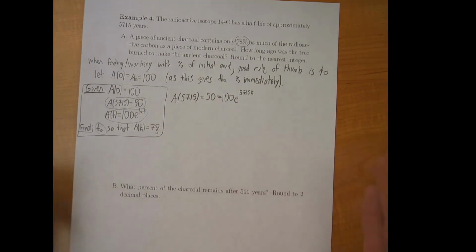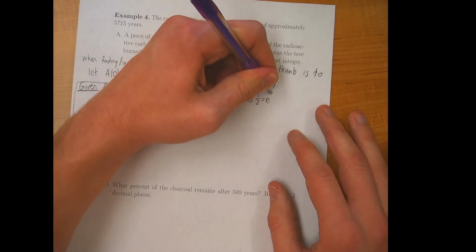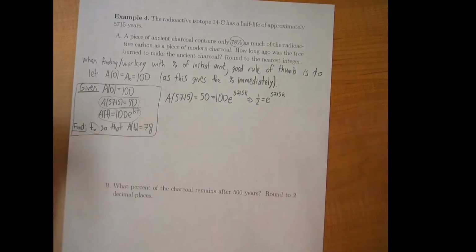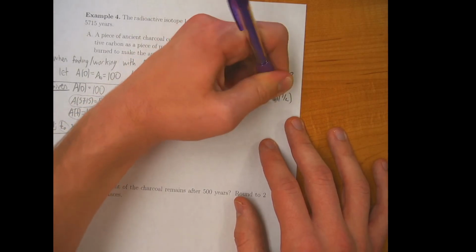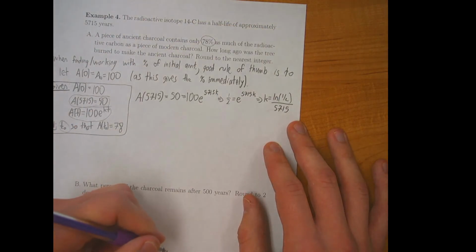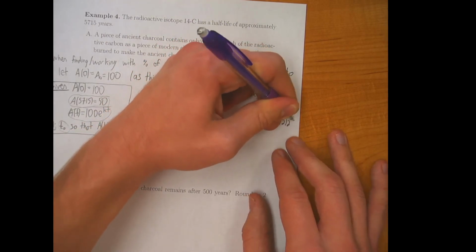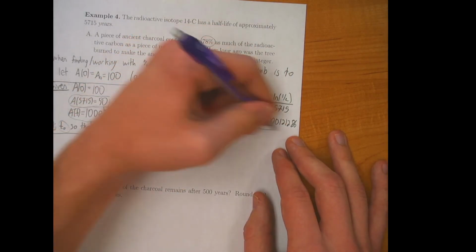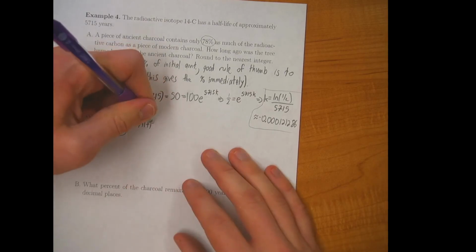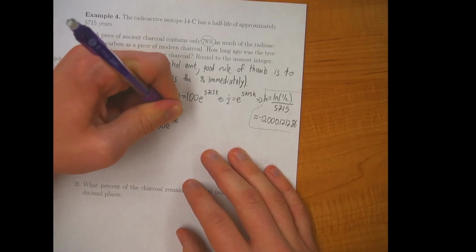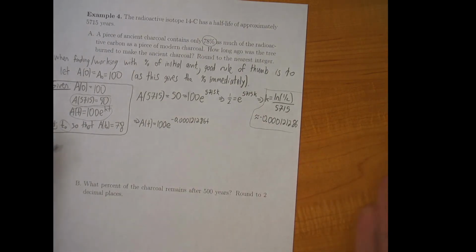So now we solve for k as we've been doing. We divide 100 by both sides, and we get 1/2 equals e to the 5,715k. Solving for k, you should be able to quickly see that k is just the natural log of 1/2 over 5,715. Plugging that into a calculator gives approximately negative 0.000121286 for k. So A of t will equal 100 times e to the negative 0.000121286t.